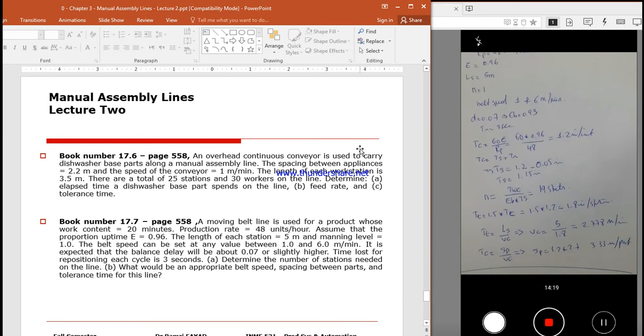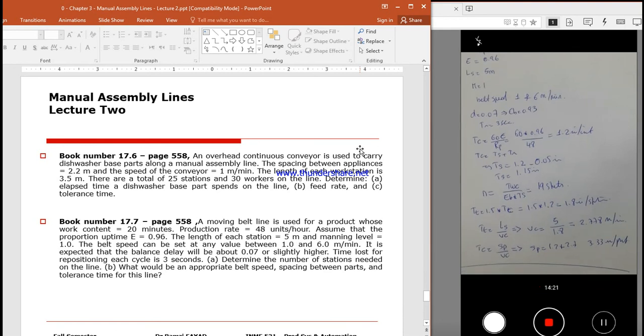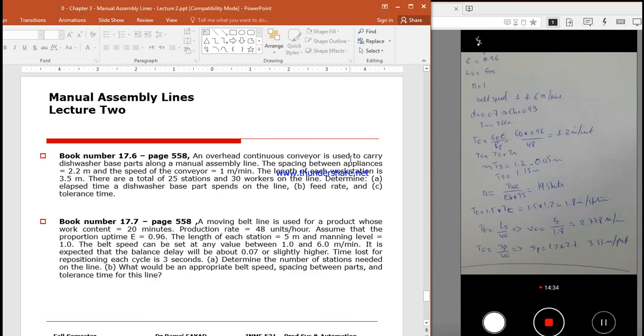This is extremely important to consider. If the speed is between 1 and 6, we could slow down the system. But I need to remind you, if we reduce the speed of the conveyor, we have to put the parts closer to each other. If we increase the speed of the conveyor, we have to put the parts very much apart from each other.